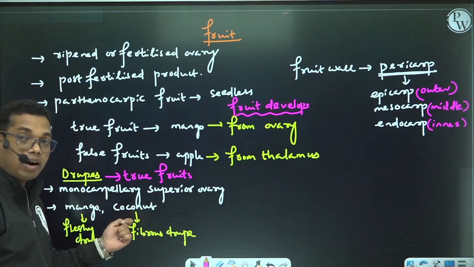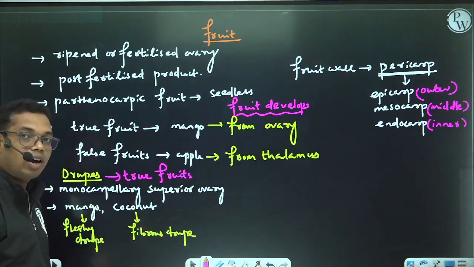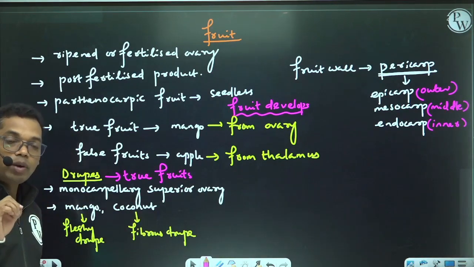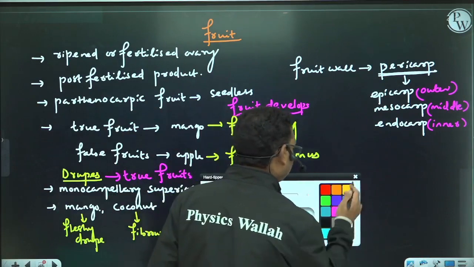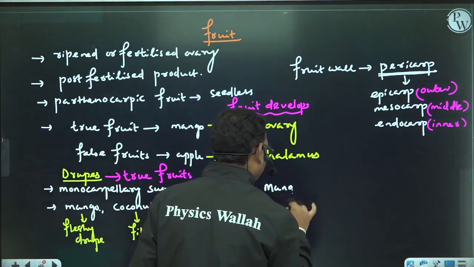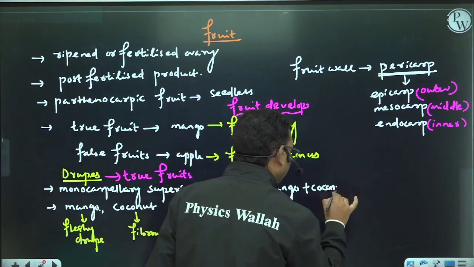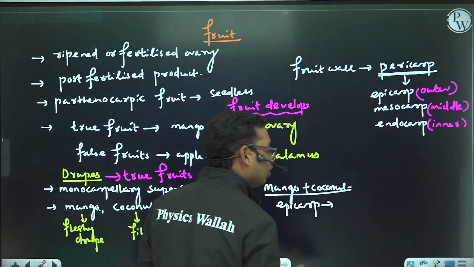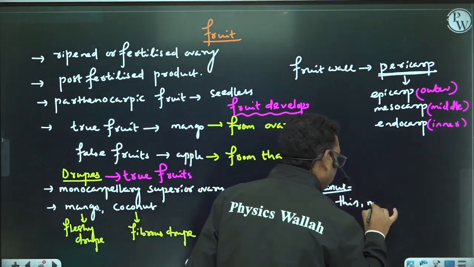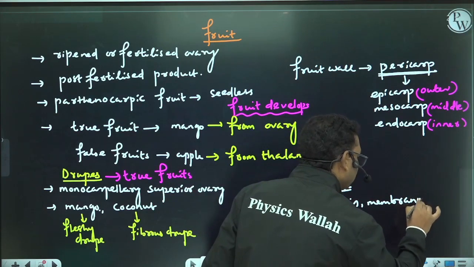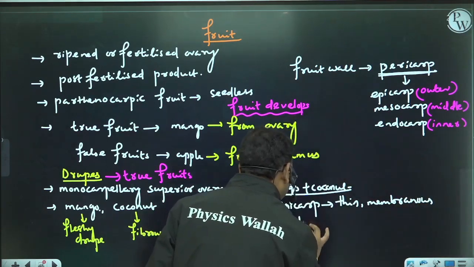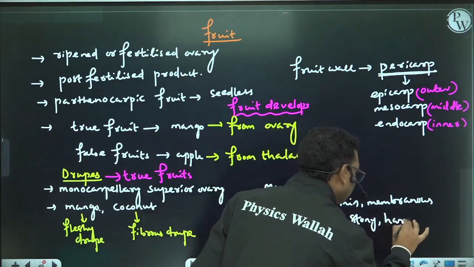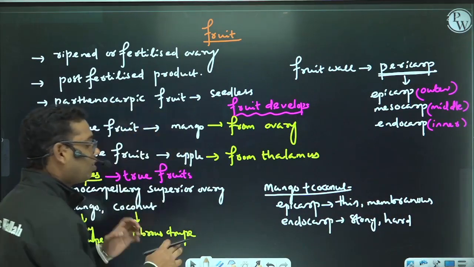In both mango and coconut, the epicarp, that is the outermost part of the fruit wall, is thin and membranous, whereas the endocarp in both cases is stony, that means hard in nature. So they differ in the mesocarp.